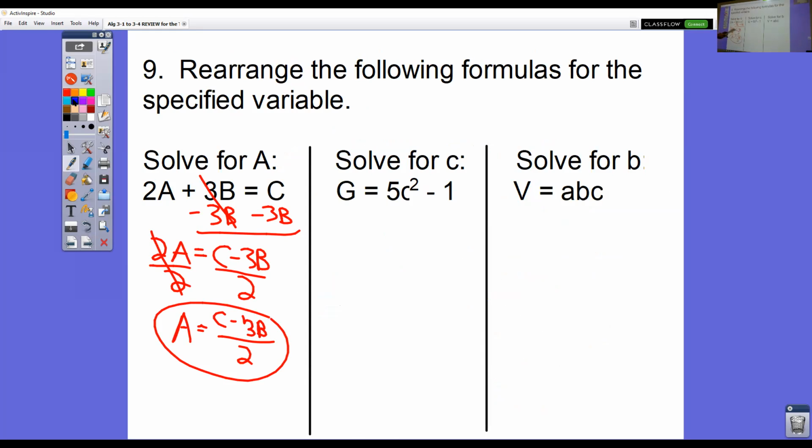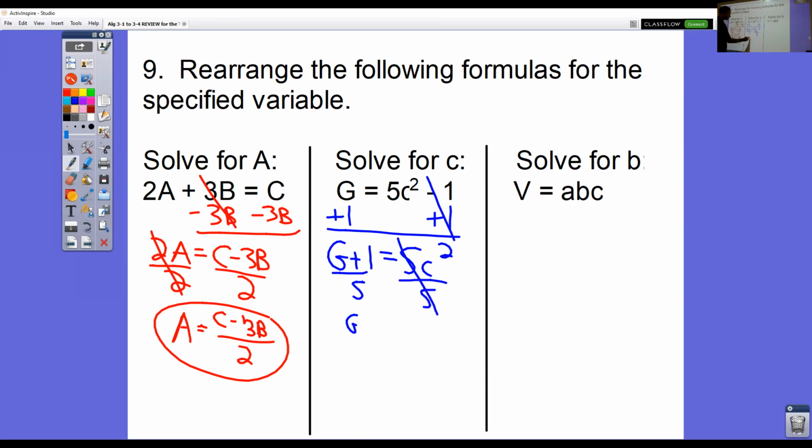In the middle one, we have g equals 5c squared minus 1. So we want to try and get the c all by itself. We want to get rid of that minus 1 by doing plus 1 and plus 1 first. So g plus 1 equals 5c squared. This is 5 times c squared. The opposite of times is divide. So divide and divide by 5. So we have g plus 1 over 5 equals c squared. Now the opposite of squaring a number is to take the square root of a number. So square root, square root. So our final answer is the square root of g plus 1 over 5 equals c.